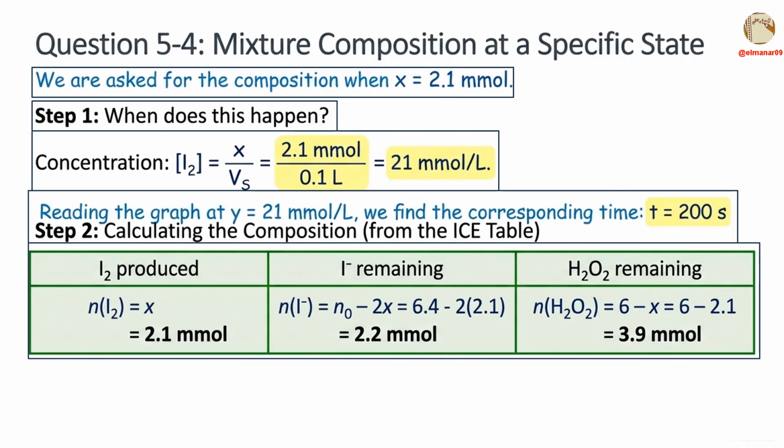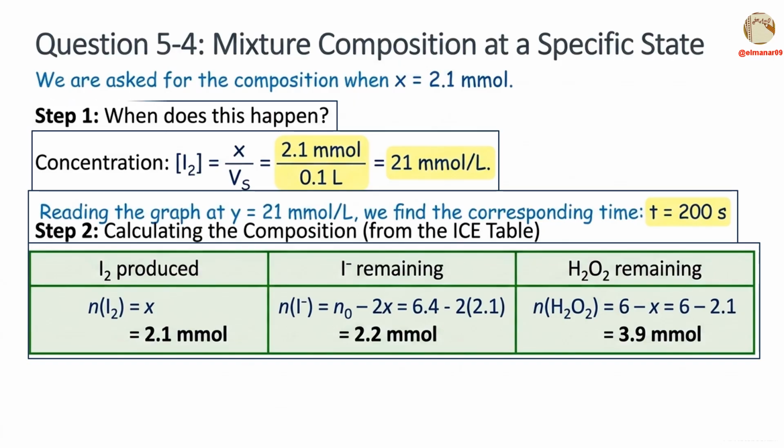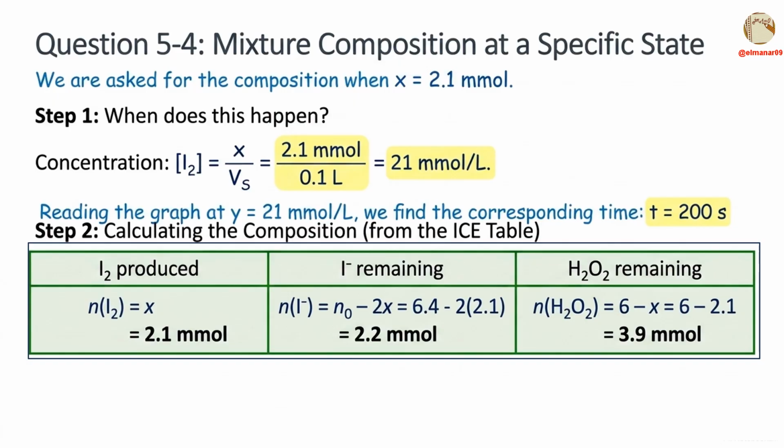Let's solve question 5-4. What is happening in our beaker when progress X equals 2.1 millimoles? First, let's find the when. We calculate the concentration. I2 equals 2.1 millimoles divided by 0.1 liters equals 21 millimoles per liter. Looking at our graph, 21 millimoles per liter happens exactly at t equals 200 seconds.